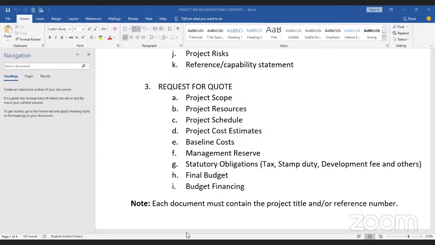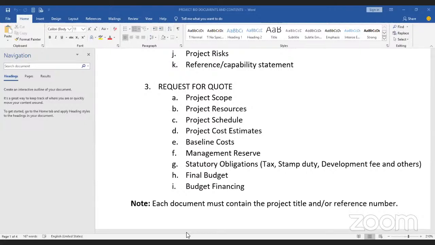Now, the last one there is the budget financing. Some say mobilization, some say budget financing or project financing. Now, in your project financing, you need to tell us how this money will be disbursed. Do you want it 10, 30, or 10, 40, 50, 20, 30, 50, 50, 50? Just tell us the best way your company can accept it. So your cash flow, let it be made known. Okay.